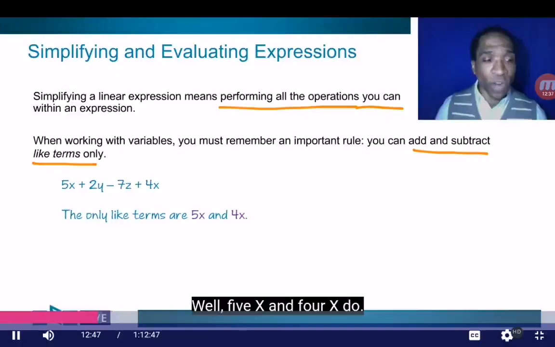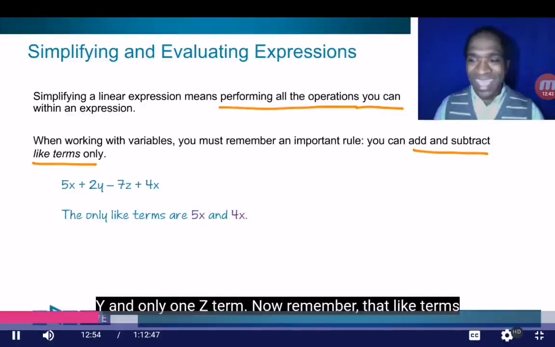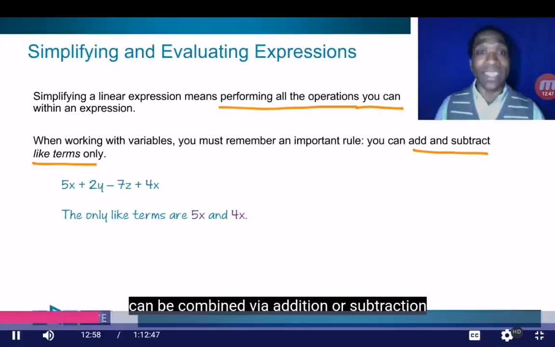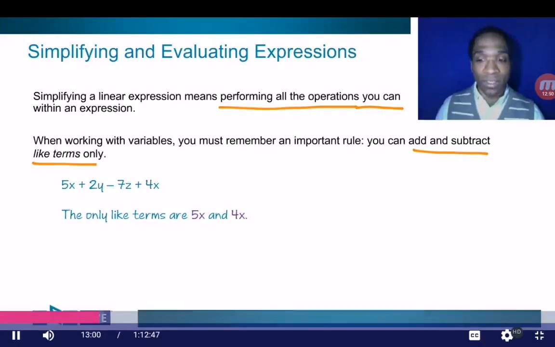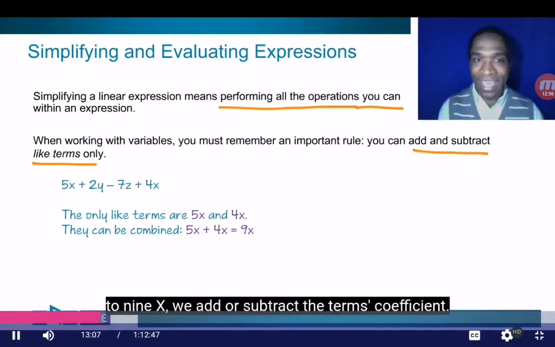Well, 5x and 4x do. So they're the only like terms because there's only one y and only one z term. Now remember that like terms can be combined via addition or subtraction like so. Now to combine like terms, and what happened here to get to 9x, we add or subtract the terms' coefficients.